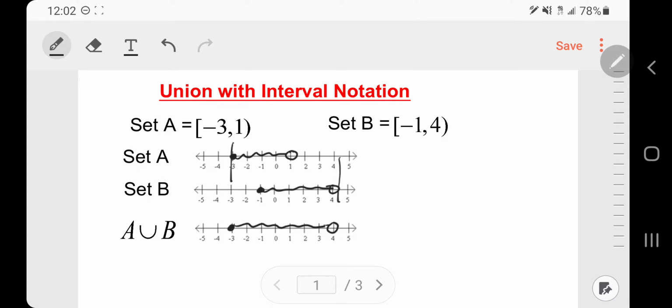If I was to write this in interval notation, it would be -3 to 4. And if you notice, those are also the left points on each of our intervals, the left and rightmost points.